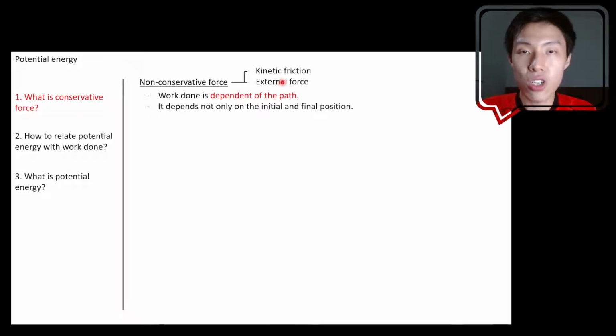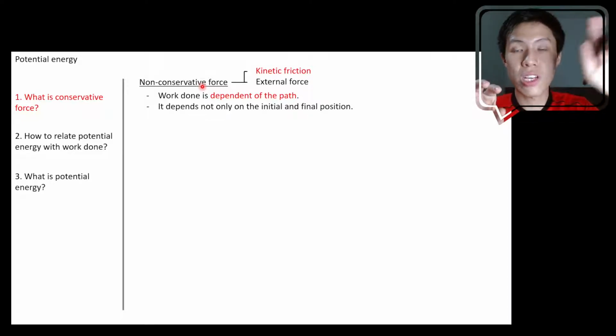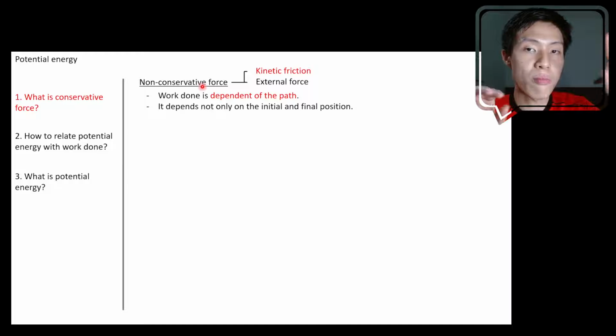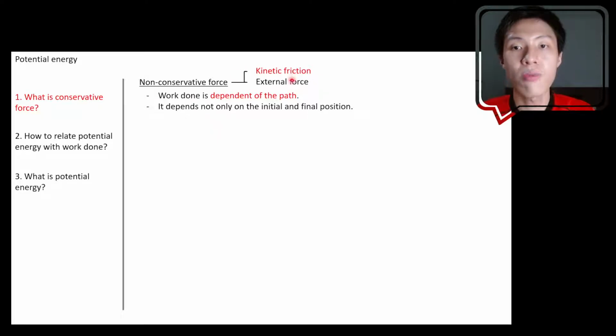But in this situation, we will try to prove that kinetic friction is a non-conservative force. How are we going to prove it? We are going to set up an initial position and a final position, and we will create two different paths to go from the initial position to the final position. Once we have set two different paths, we will find the work done by kinetic friction to go from the initial position to the final position using path 1. And we will also find the work done by kinetic friction when the object moves from the initial position to the final position using path 2.